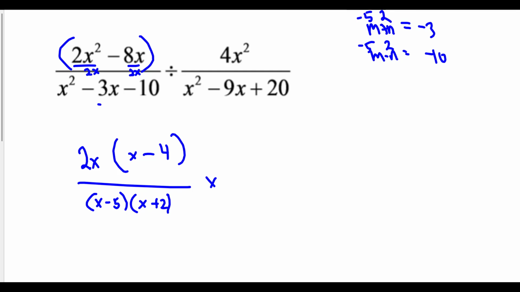times, oh wait, sorry, I didn't flip it yet. How does this factor out? Well, that's -9 and 20, so two values that add up to -9 and multiply to 20. 5 and 4, so -4, -5.